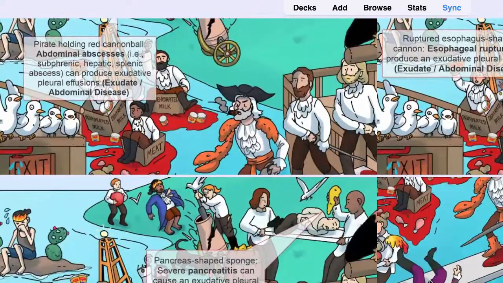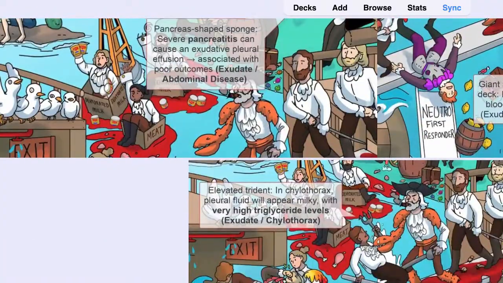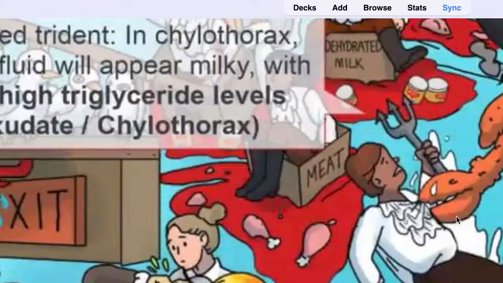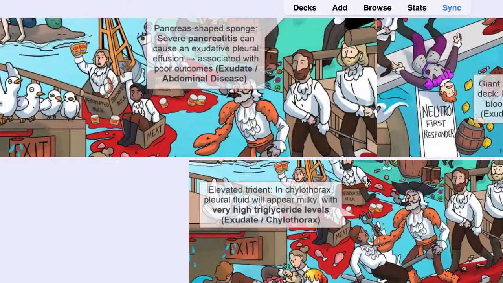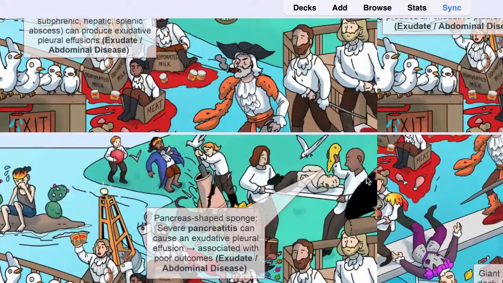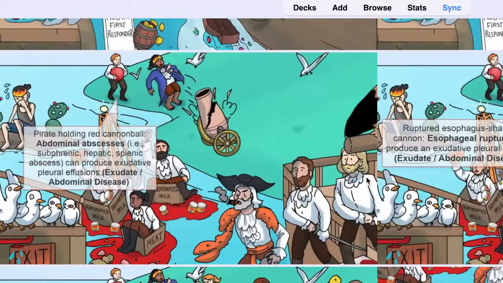You got your favorite pancreatitis. You got some blood, hemothorax. What else you got? Chylothorax. Oh, this guy right here, he's getting beat up by the malignant guy, the crab guy. Yeah, hemothorax. You had pancreatitis. You had TB. Esophageal rupture.